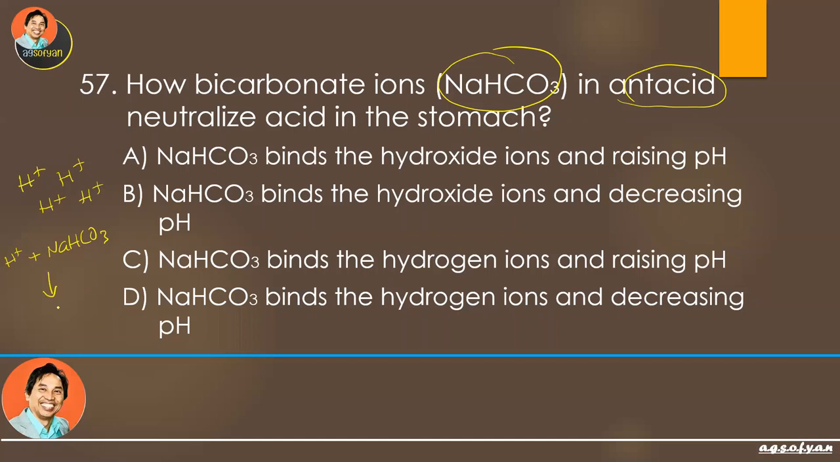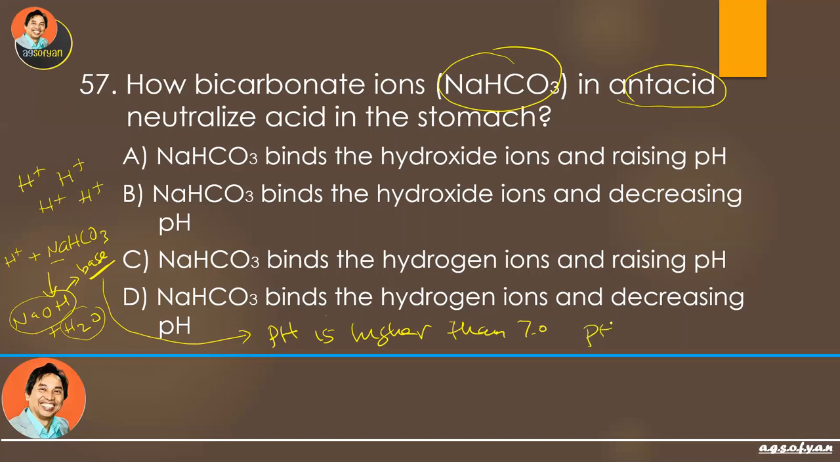And what is the result? Look at here. It will create water and NaOH, which is actually a base. Okay, so base, what is the indication of base? pH is higher, usually higher than 7.0, like pH 9, 10, 12, that's considered as base, okay?